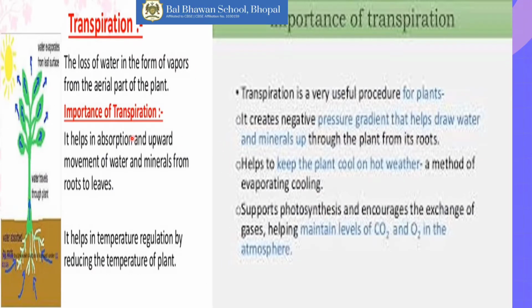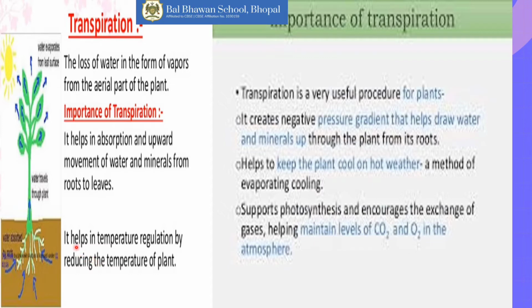Now let us see what is the importance of transpiration. Now this transpiration helps in absorption of water, and at the same time it also helps in upward movement of water and minerals from roots to leaves. That is, this transpiration creates a type of transpiration pull, which is pulling the water along with the minerals from the root to the other parts of the plant.